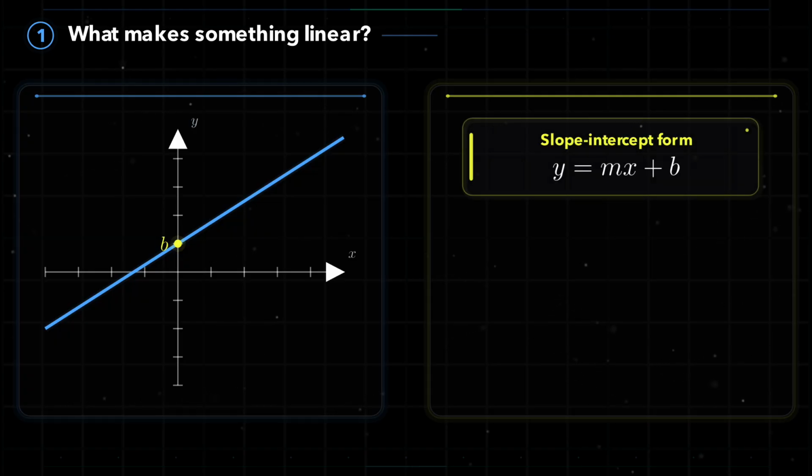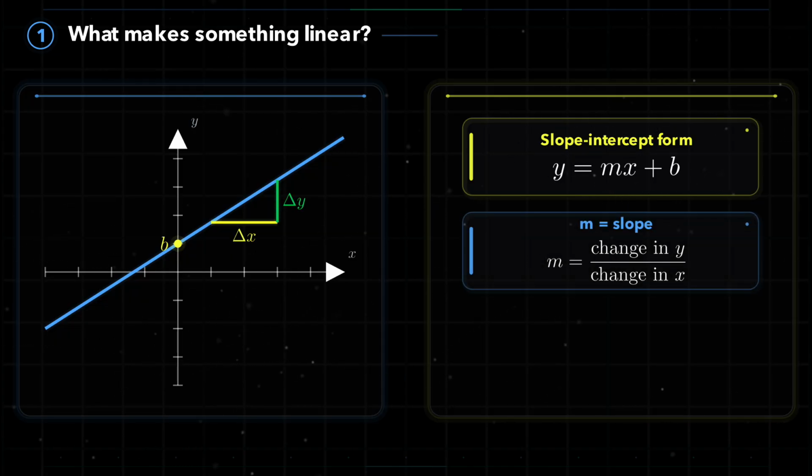The most common form of a linear equation is y equals mx plus b. This is called the slope-intercept form. The letter m represents the slope. The slope tells us how quickly the line changes. More specifically, the slope compares the change in y to the change in x. You can think of slope as vertical change divided by horizontal change. So when the line moves to the right, the slope tells us how much it moves up or down.